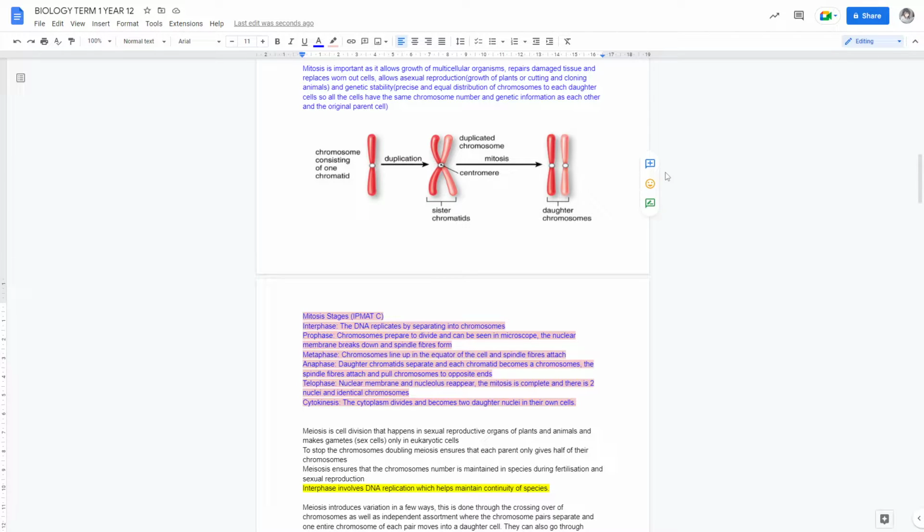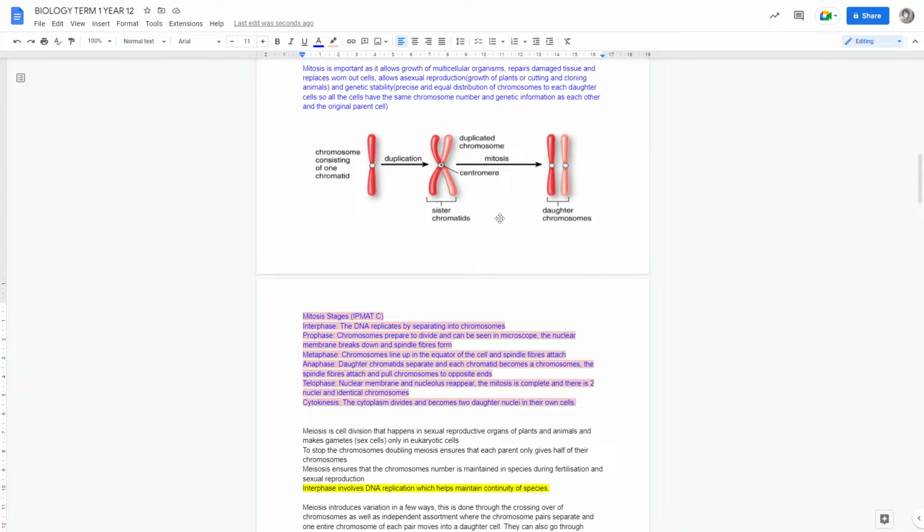It does this by repairing damaged tissue, replacing worn-out cells, and allowing asexual reproduction, which means reproduction with itself, with growth of plants or cutting and cloning animals. Those are examples of asexual reproduction. It also has genetic stability, which is the precise and equal distribution of chromosomes to each daughter cell. This pretty much means that it produces identical cells that have the same chromosome number and genetic information as each other, and the original parent cell, because they're all identical.